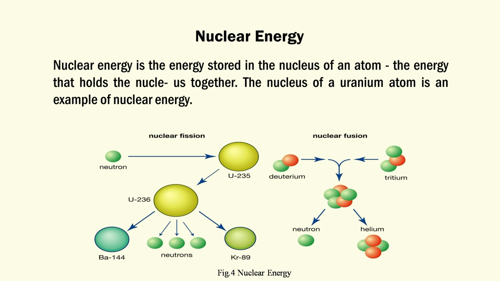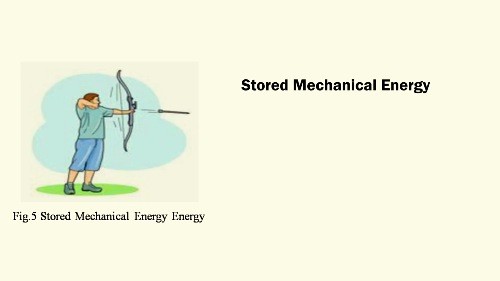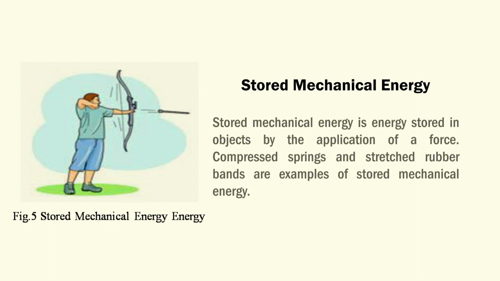Nuclear power is the use of nuclear reactions to produce electricity. Nuclear power can be obtained from nuclear fission, nuclear decay, and nuclear fusion reactions. Presently, most of the electricity from nuclear power is produced by nuclear fission of uranium and plutonium in nuclear power plants. Stored mechanical energy. Stored mechanical energy is energy stored in objects by the application of a force.